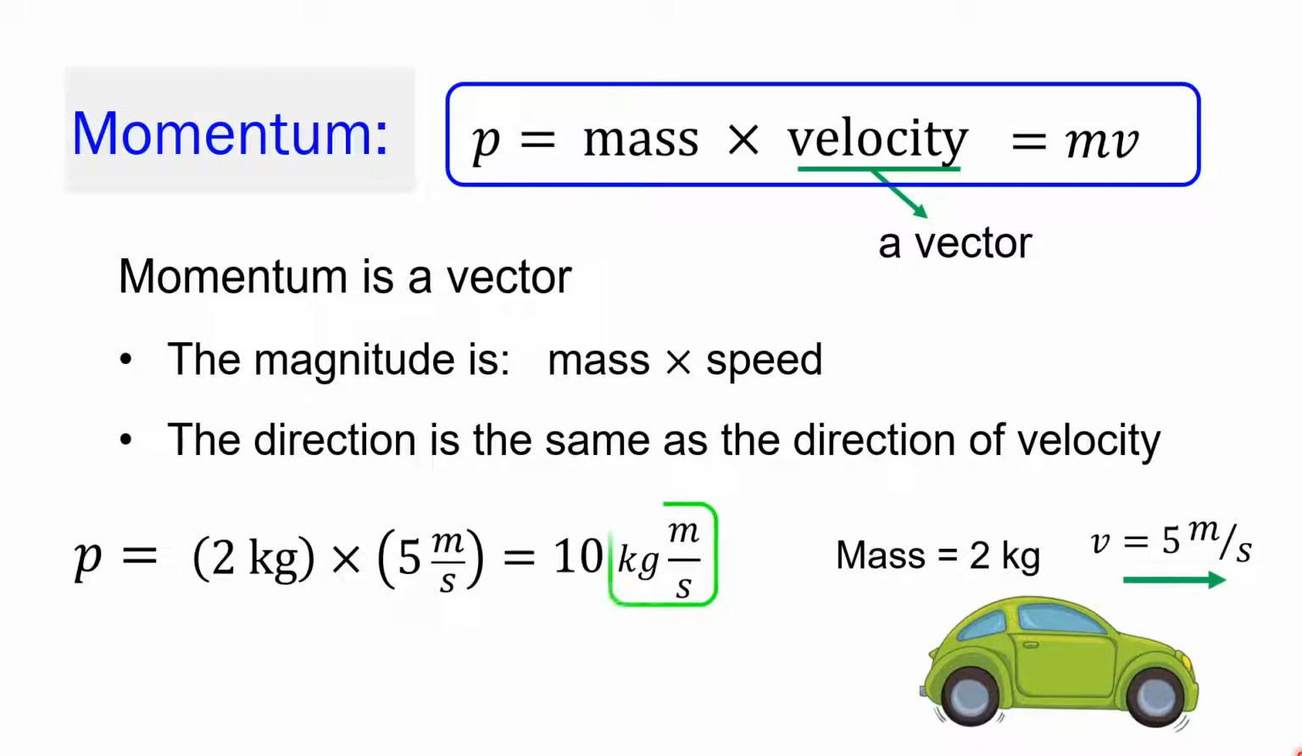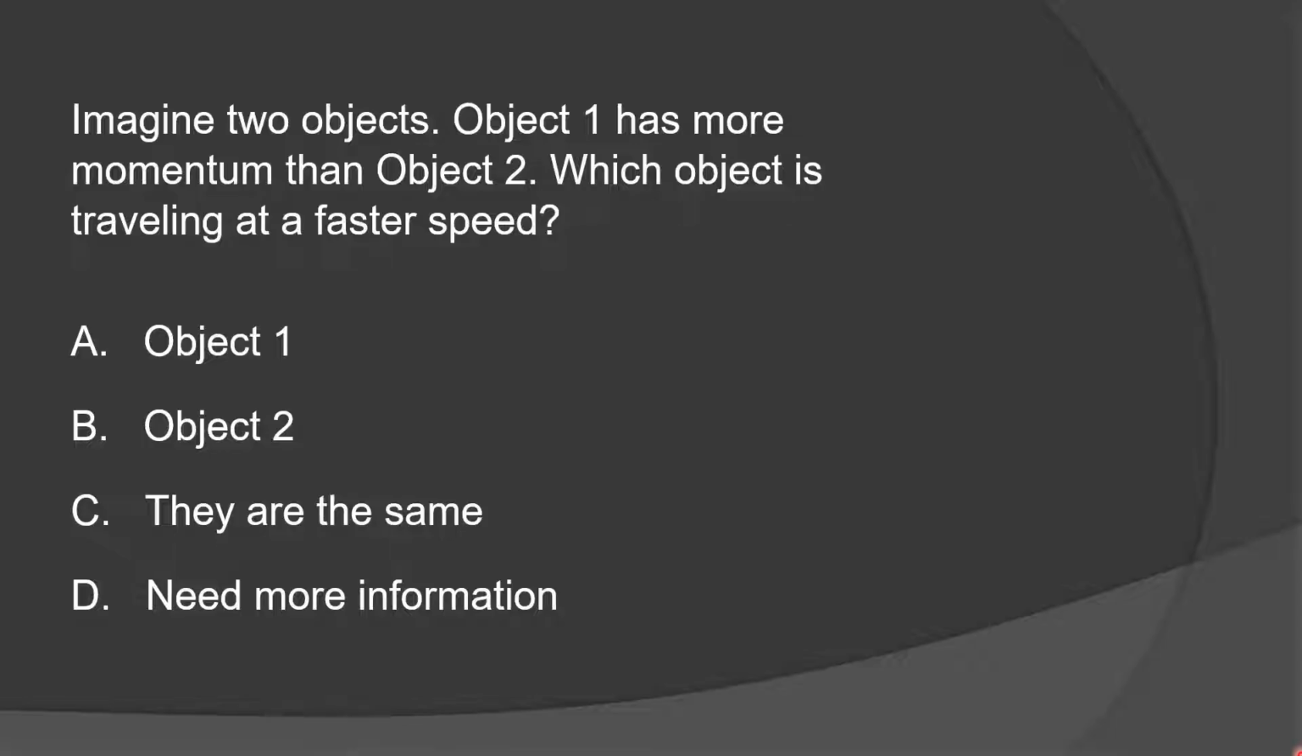I want to highlight this unit. There's no special name for the unit of momentum. It's just kilogram meters per second. To finalize our vector property, we need to add the direction, so that would be the same as the velocity, or you could just say to the right. So now we're ready to answer those 3 questions.